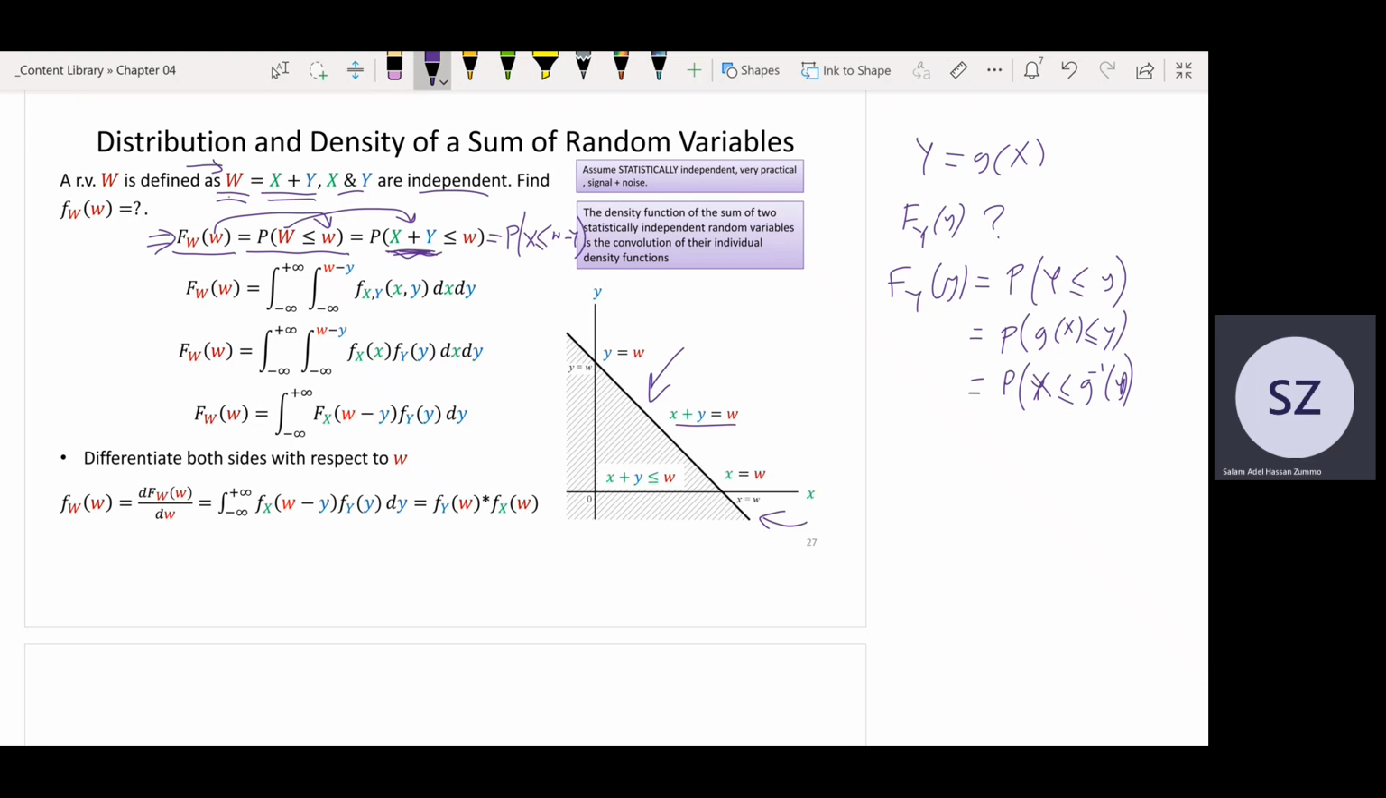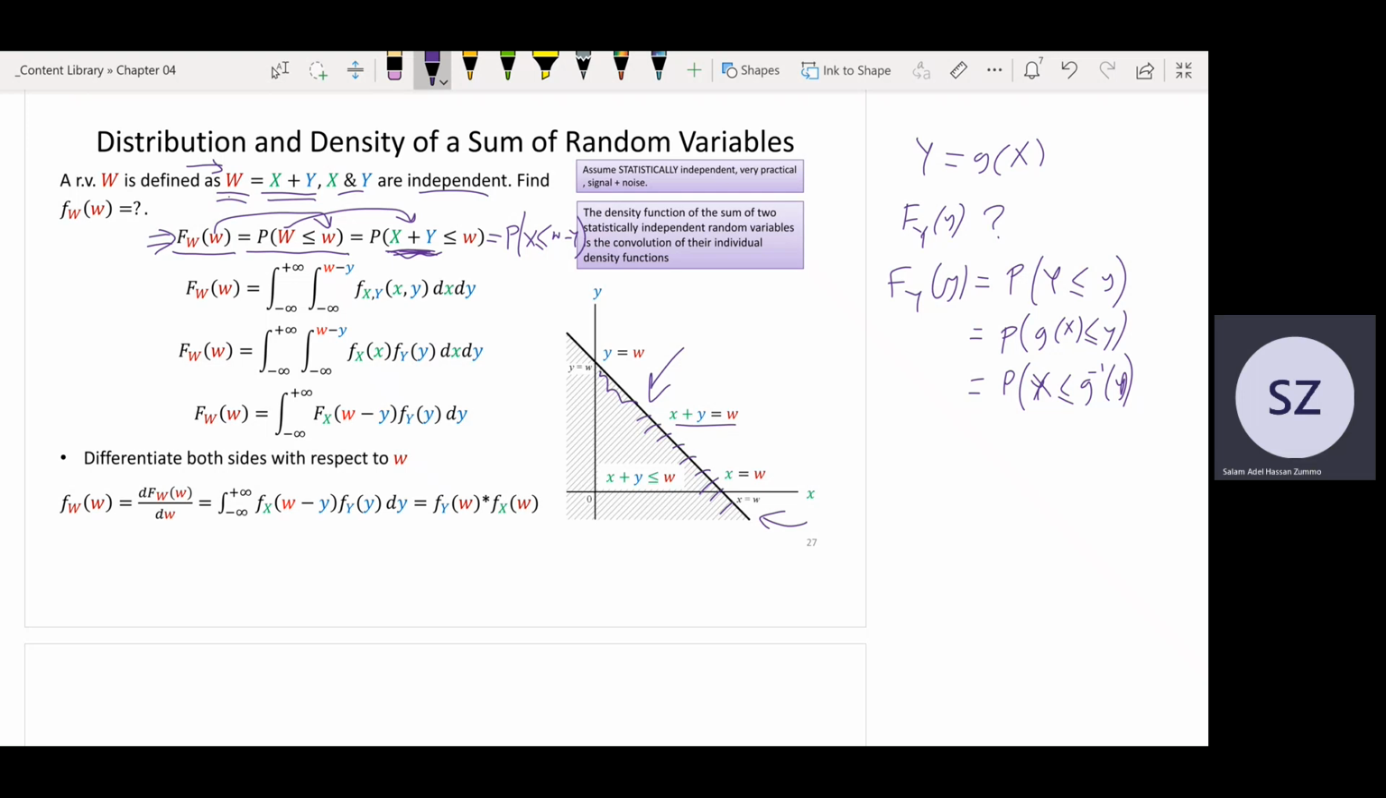Then we will integrate over the region where x plus y is less than or equal to w. So which region is that? Is it above the line or below the line? Below, right? It's x plus y less than or equal to w, so everything that is below this line. So the region of integration is the region below the line.